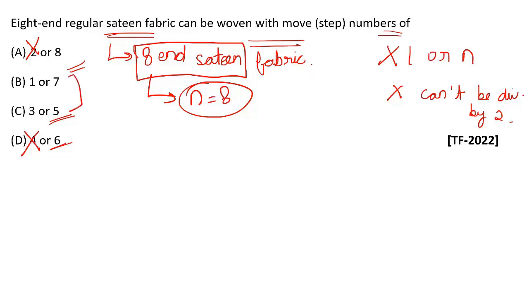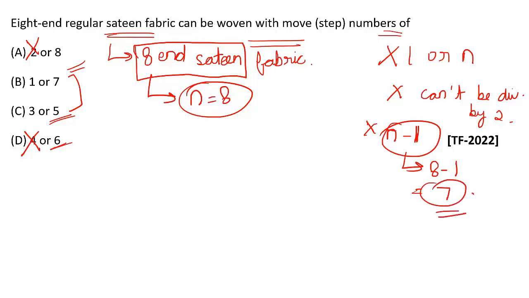The third rule is that the move number cannot be n, and cannot be n minus 1. So here for 8, n minus 1 is 7. So the move number cannot be 7 either. So these are the basic rules for deciding the move numbers of a woven fabric.